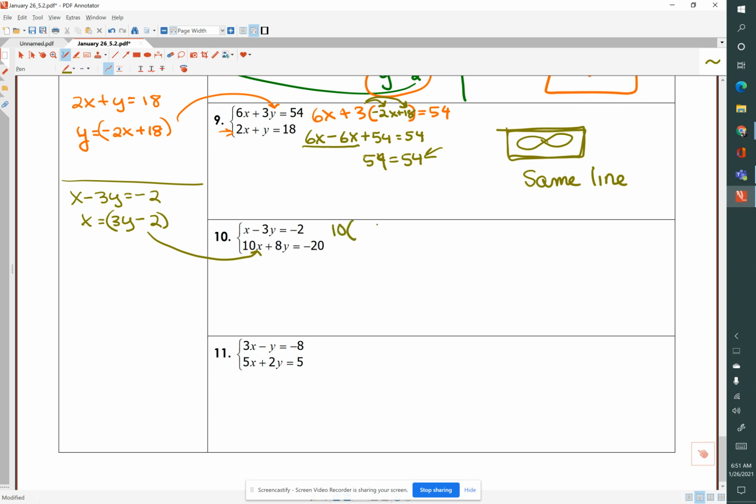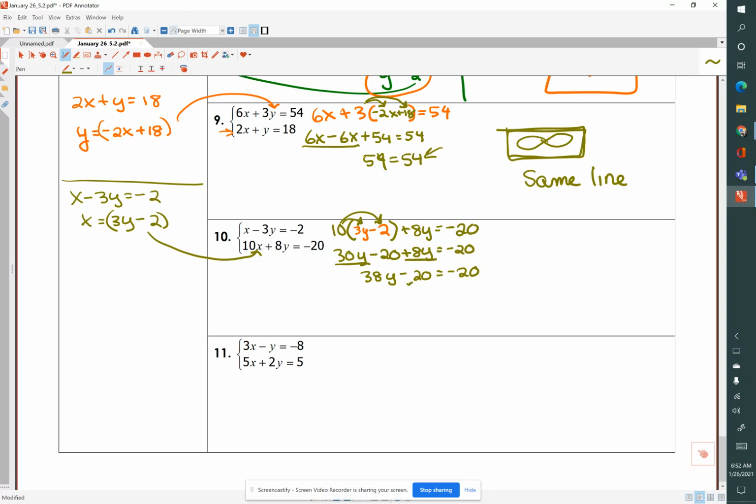So 10, and I have to leave room for my 3y minus 2, plus 8y equals negative 20. Now I distribute: 30y, 10 times negative 2 is negative 20, plus 8y equals negative 20. And I combine 30y and 8y to get 38y minus 20 equals negative 20.